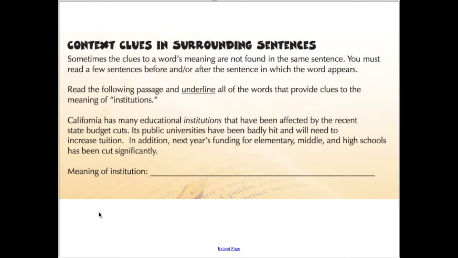What do you think the meaning of institution is? Go ahead and pause now. Raise your hand when you think you know. Make sure you also know what clues the author gave you to help you understand the meaning of institutions.